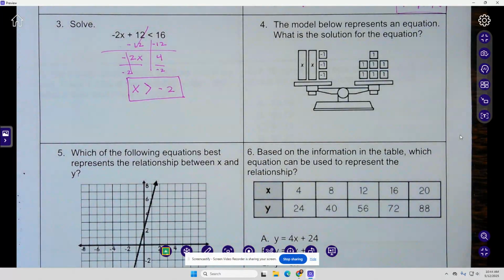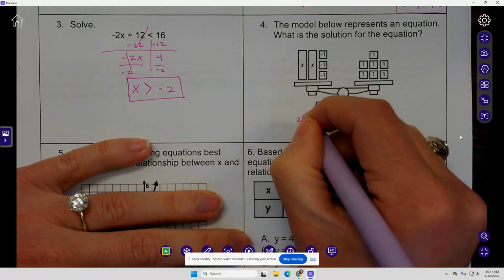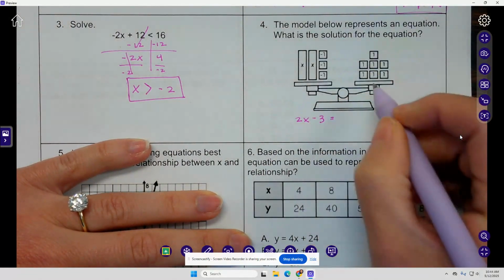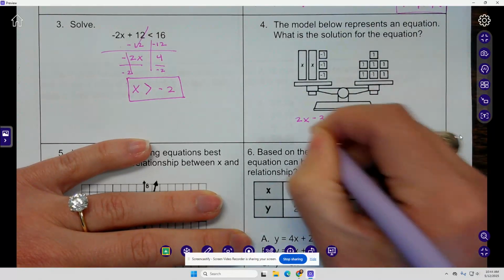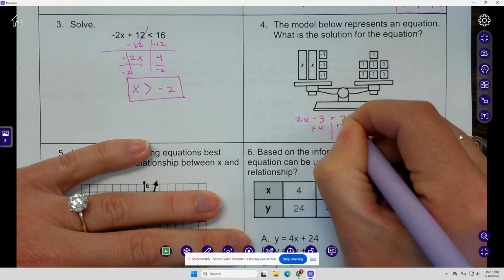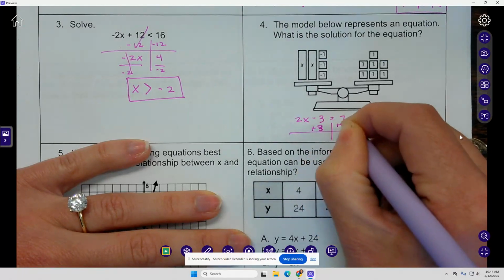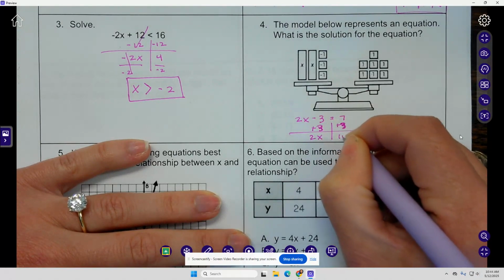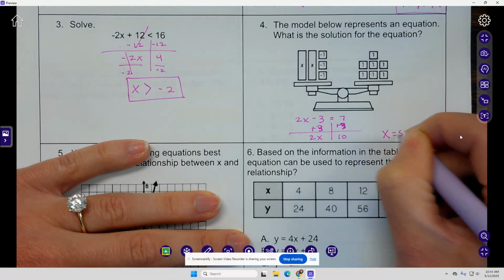Number 4, the model below represents an equation. What is the solution for the equation? So I have 2x on this side minus 3 equals 1, 2, 3, 4, 5, 6, 7. I'm going to add 4 to both sides. Add 3 to both sides. Don't know where I got that 4. So I'm left with 2x equals 10. So if I divide by 2, that means x equals 5.